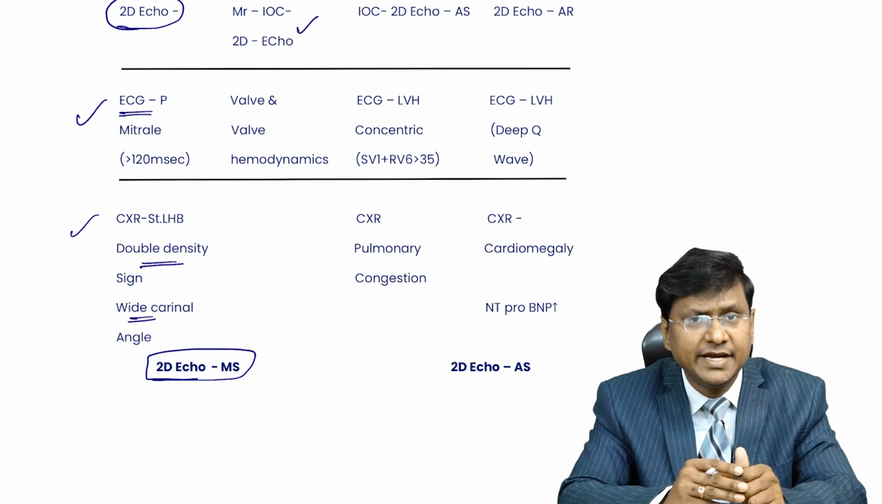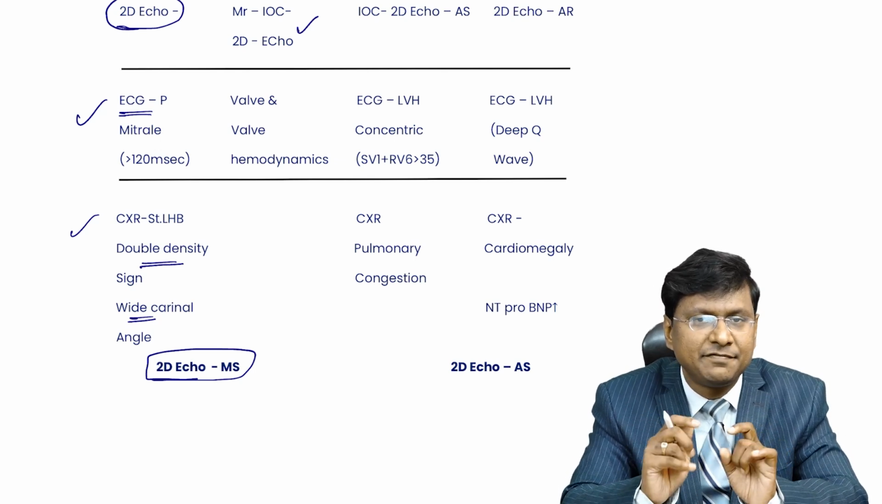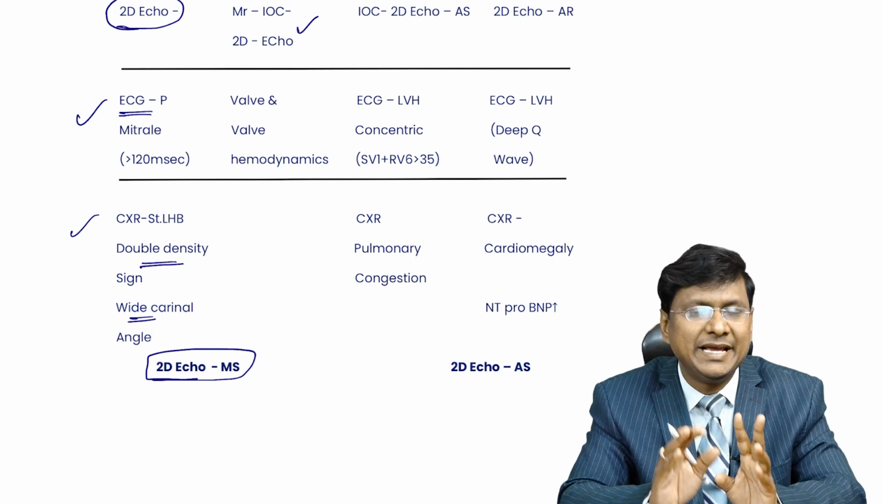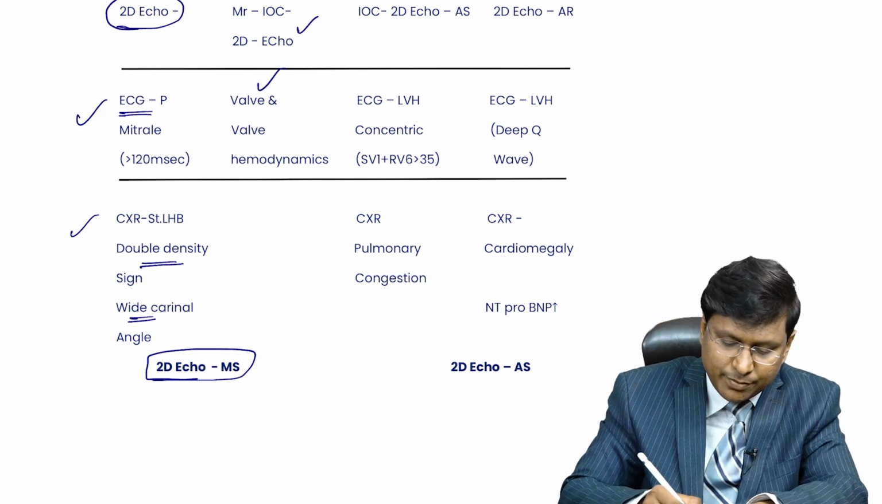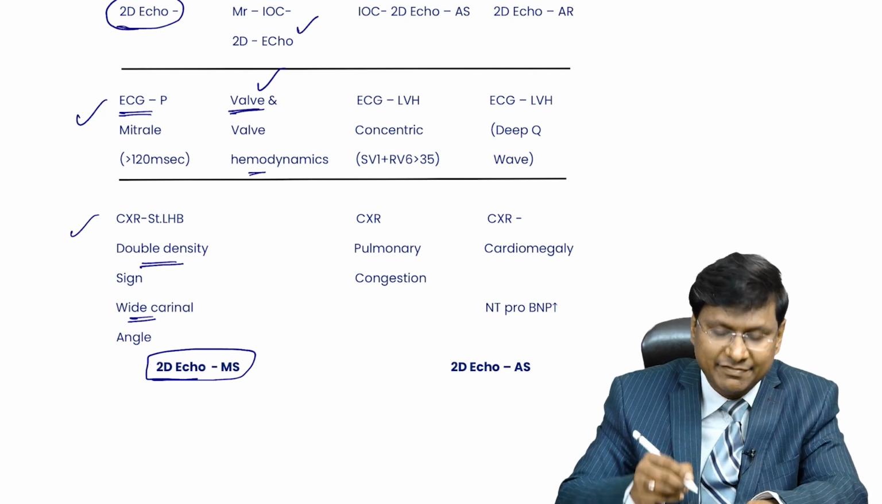Then coming to MR. In MR, you will notice that there is regurgitation happening from LV to LA during systole. And in MR, you will be able to make out two things. One is you should be able to assess the valve, and next is the valve hemodynamics.